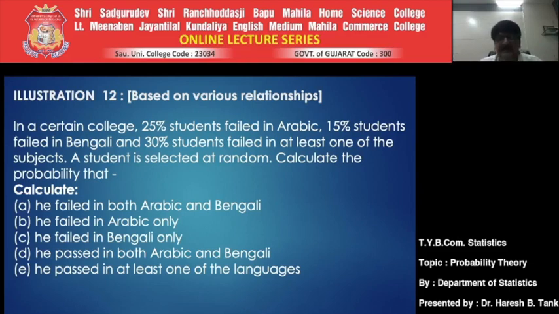Let us suppose event A. Look, information is given in the form of failed in Arabic, failed in Bengali. So naturally, our events which we are supposing should be in the form of failed. Fine enough? Whenever we talk about pass, it would be in a complement form. Just keep it in mind. Here, 25% students failed in Arabic. So let us suppose event A is student failed in Arabic. Is it okay? Let us suppose event B is student failed in Bengali.